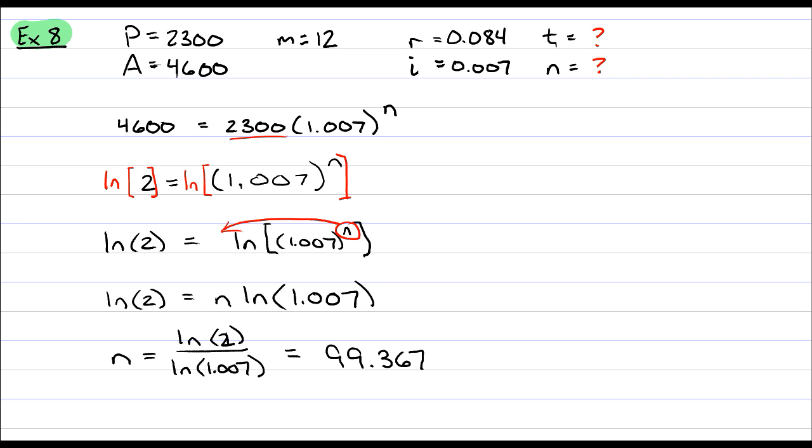But if I just rounded it like I would normally round a number, my answer would be 99. The problem here is, at 99 months, I am a little bit short of the 4,600. So if I want my investment to grow to at least 4,600, I need to go up to the next largest number of months. So if I round this up, I'm actually going to go to 100 months. At 99 months, I'm a little bit short, but after 100 months, I have accumulated at least $4,600.